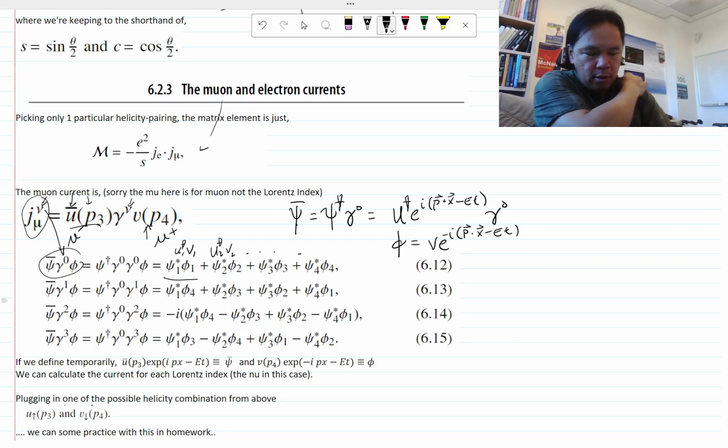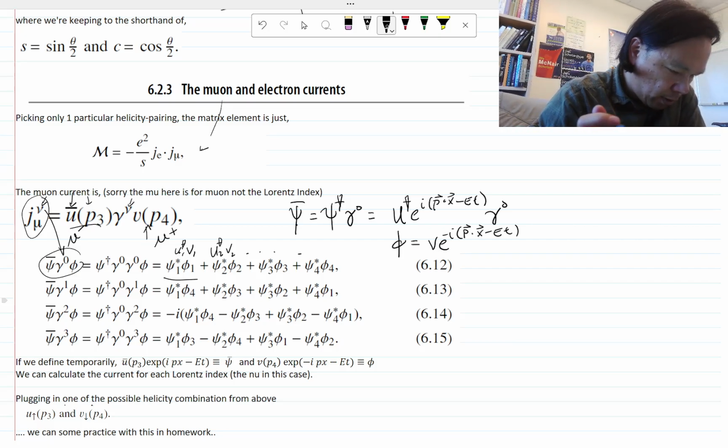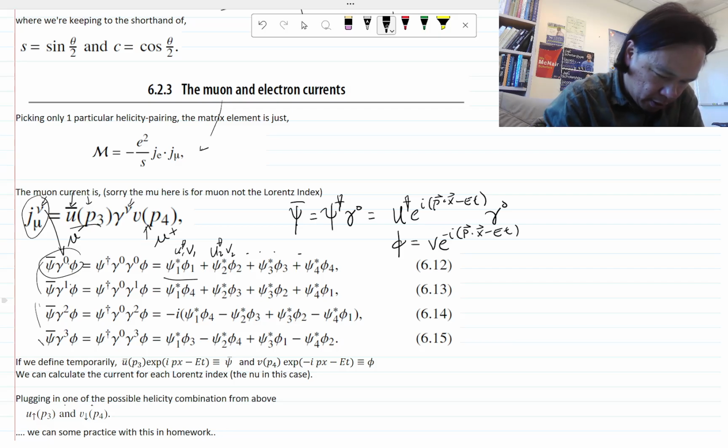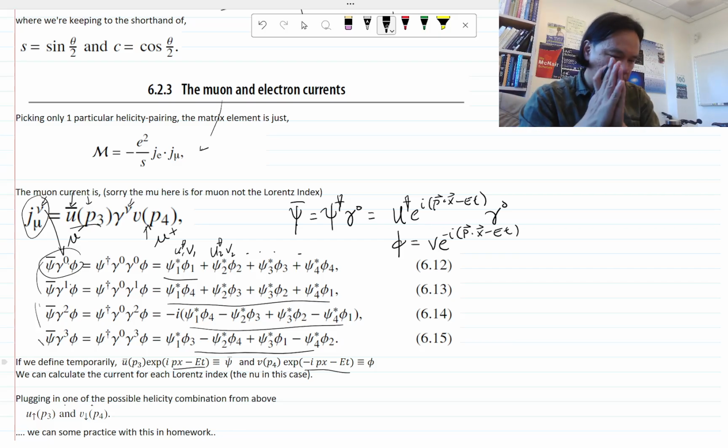So that's what the current will look like if you try to do one of those indices at a time. I'm not going to go through the rest of this, but these are what they're going to turn out to be. The e to the minus i p x and the e to the plus i (p x minus Et) don't matter, because when they multiply together, they just get e to the 0, and you get 1.